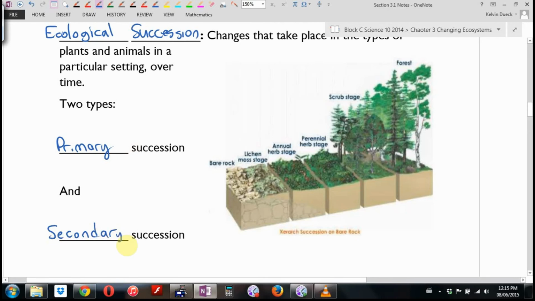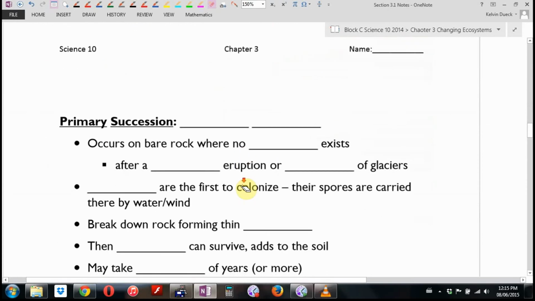So before you turn the page, primary succession would be bare rock, slowly going then into lichen and moss. So this would be an example of primary succession because there was no life there before, just rock. Secondary succession is going to be a bit different. So now let's turn the page.